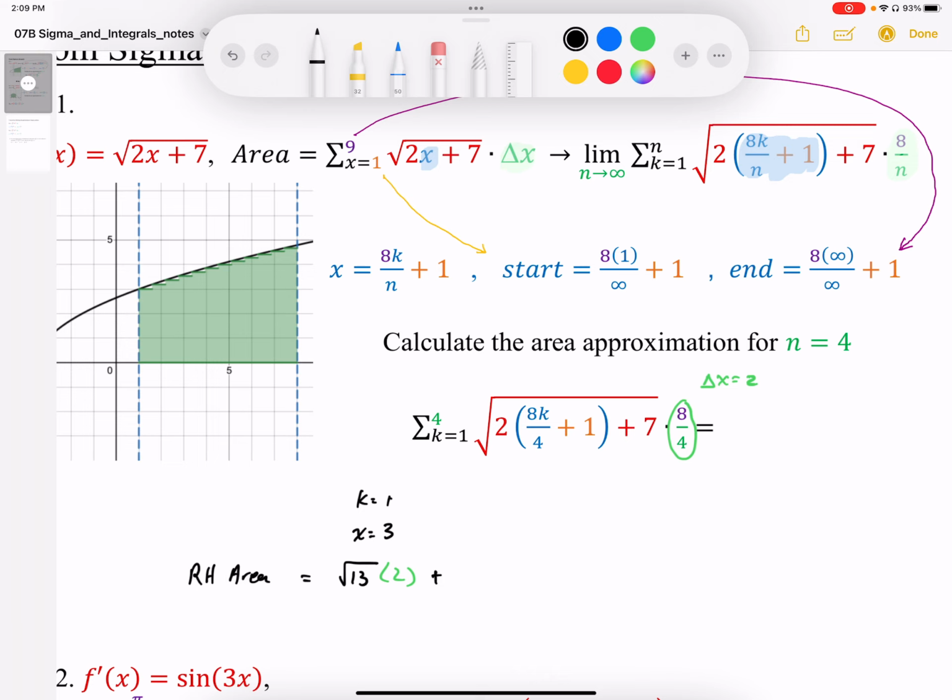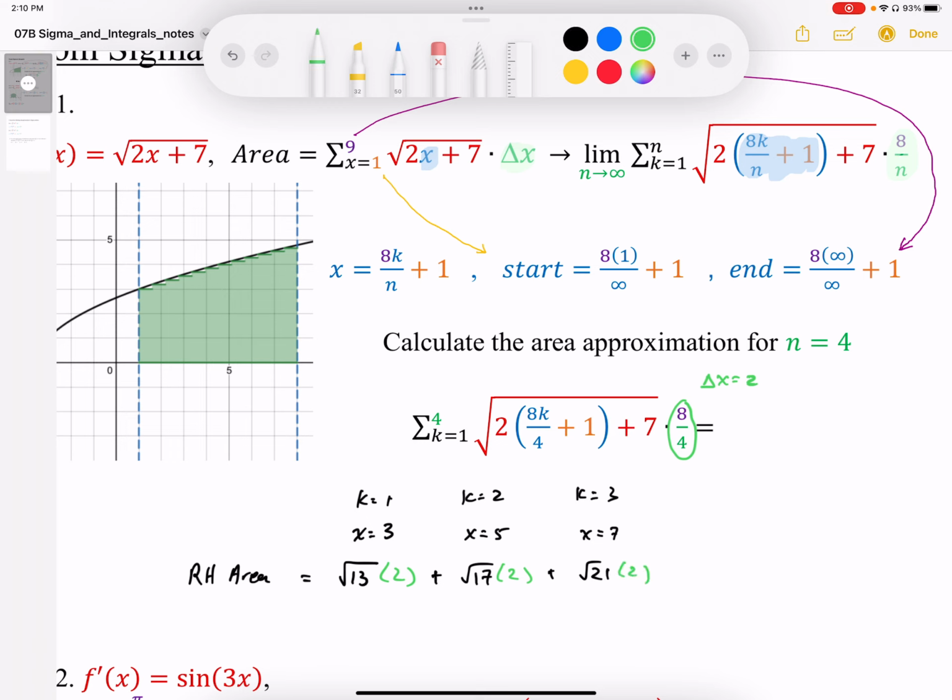Plus, I'm going to let k equal 2. I plug that in: 8 times 2 divided by 4 is 4, plus 1 is 5, so x equals 5. The height is going to be square root 17, times my delta x, which is 2, plus the next rectangle, when k is equal to 3. Plugging in k equals 3: 3 times 8 divided by 4 is going to be 6, plus 1 is 7, so x is equal to 7. And my height is going to be square root 21.